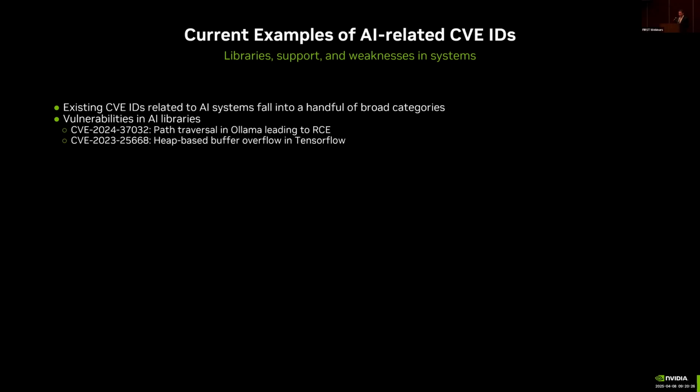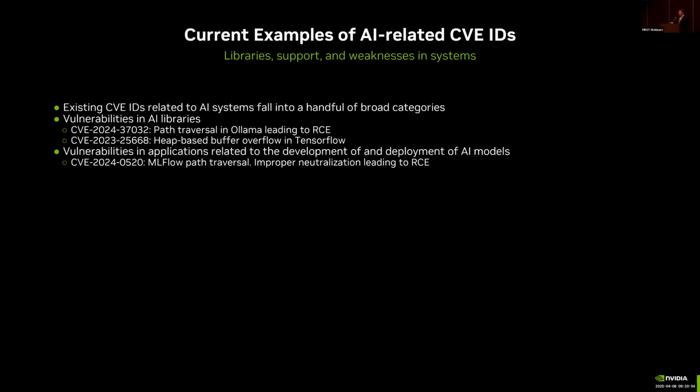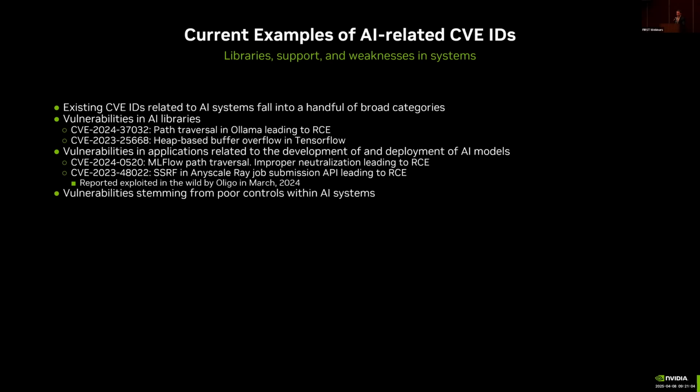TensorFlow is a popular library. We have vulnerabilities in applications related to the development and deployment of AI models. So these are your MLflow, right? This may be in your enterprise right now. This is another path traversal, right? We have server-side request forgery in Anyscale Ray. This leads to RCE, lots of RCE. This one is cool because it was reported exploited in the wild. It's also disputed. So we'll see how that goes. I feel like if it's exploited in the wild, it's hard to dispute, but I don't know. I don't work for the CVE program. That's not my problem. Right.